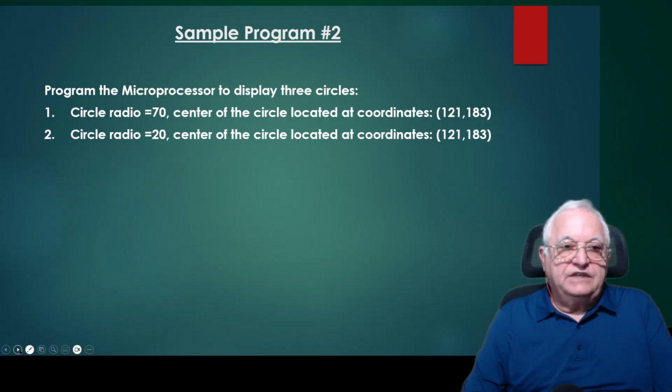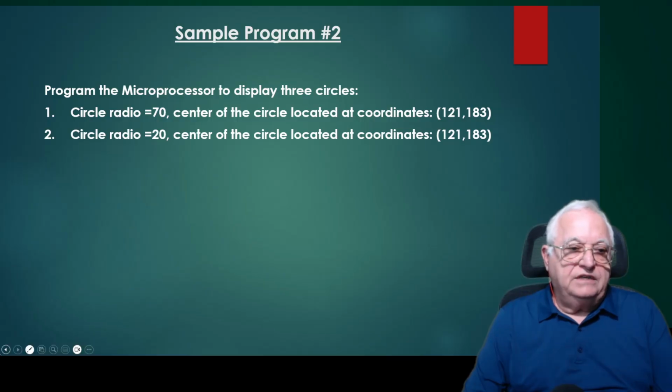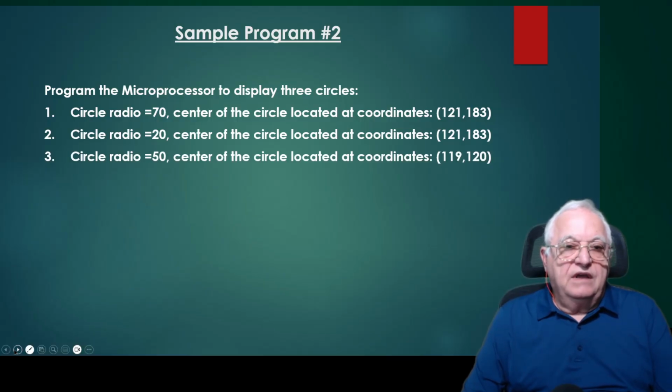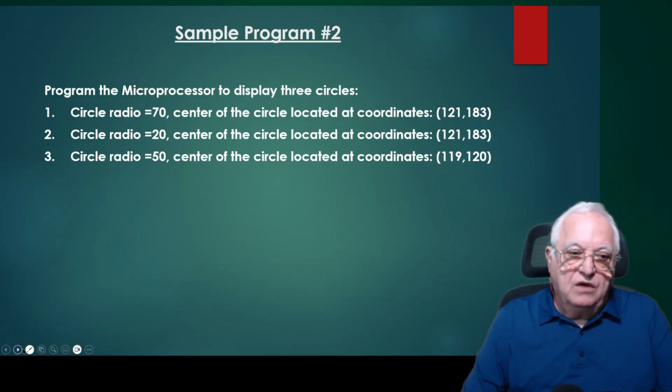Next, we're going to have a second circle, which is going to have a radius of 20 and be centered at 121,183, which are 2 concentric circles basically. And then we'll have another circle which is going to have a radius of 50, and the center is going to be 119,120, which is one that is going to be off center. So we have 2 concentric circles and one that is going to be off center. So let's figure out how we do this.